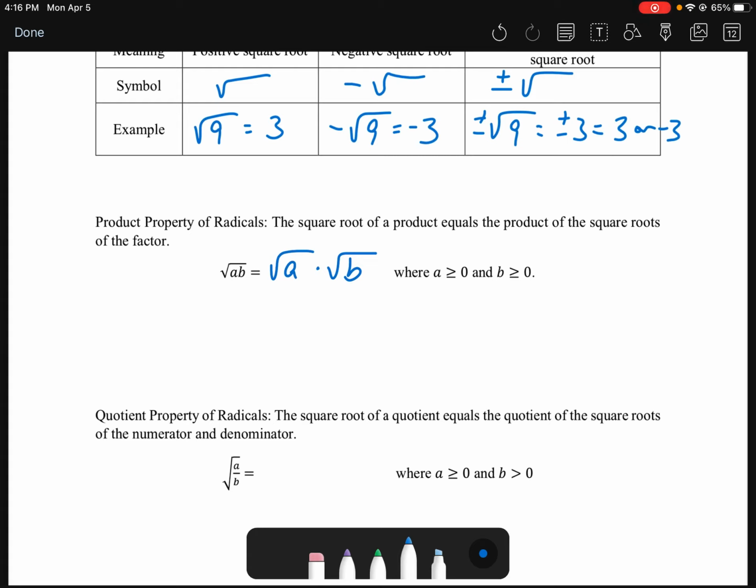And we can look at this. For example, does the square root of 36 equal the square root of 4 times the square root of 9? Well, we know that the square root of 36 is equal to 6. The square root of 4 is 2. The square root of 9 is 3. 4 times 9 does equal 36, and 2 times 3 does equal 6. So it is true.